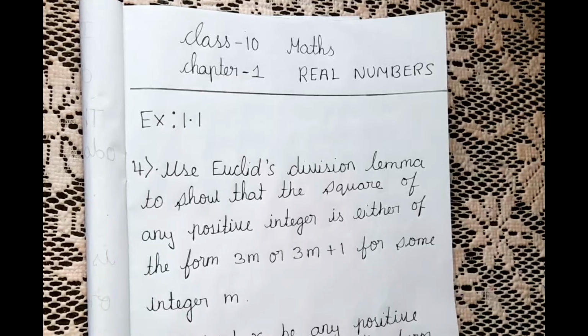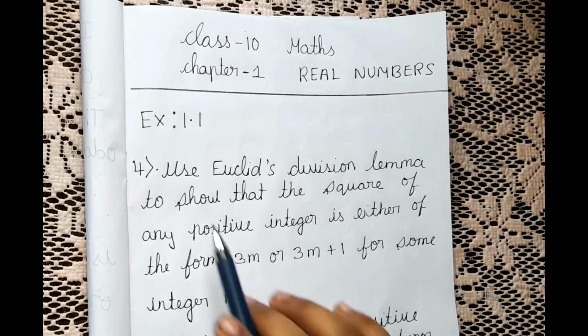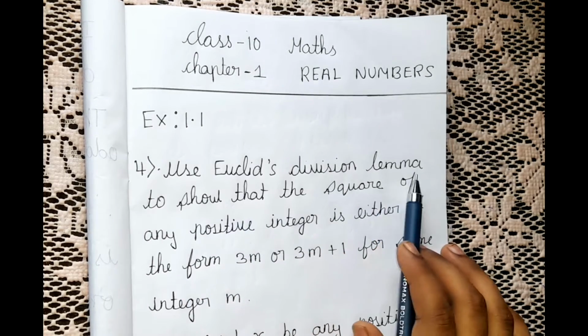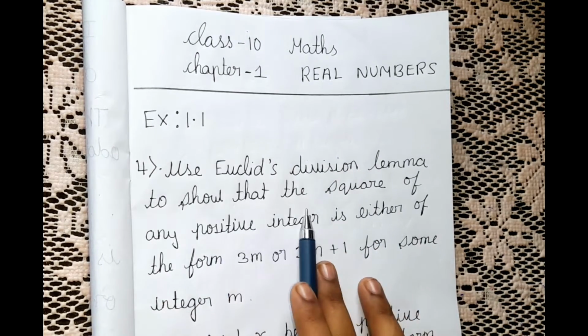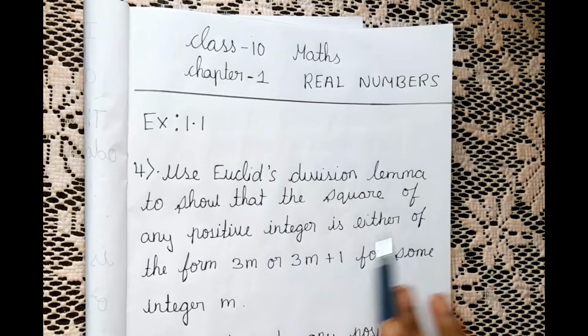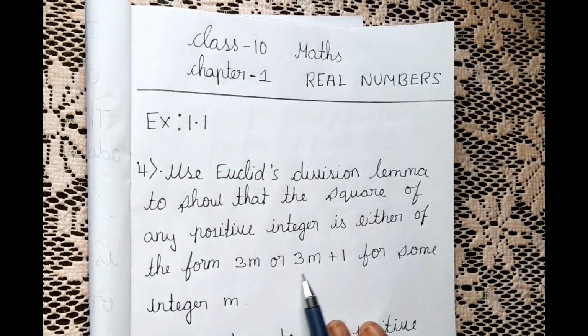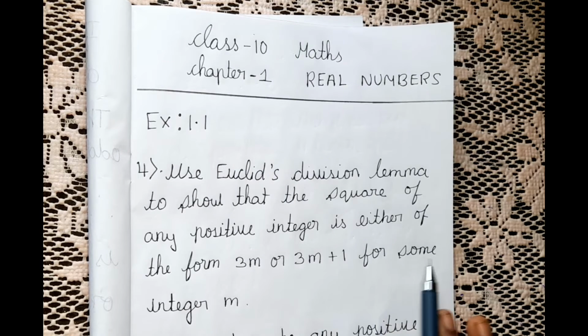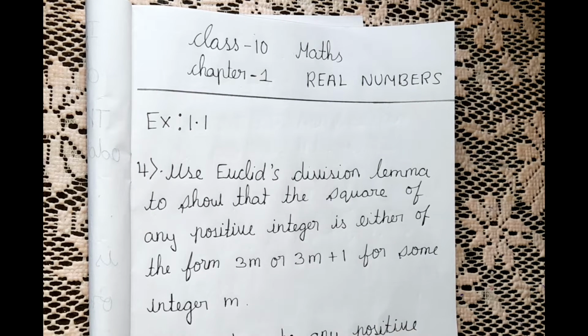Okay guys, now let's learn exercise 1.1 fourth question. Now let's read the question. So the question is, use Euclid's division lemma to show that the square of any positive integer is either of the form 3m or 3m plus 1 for some integer m. So this is the question.